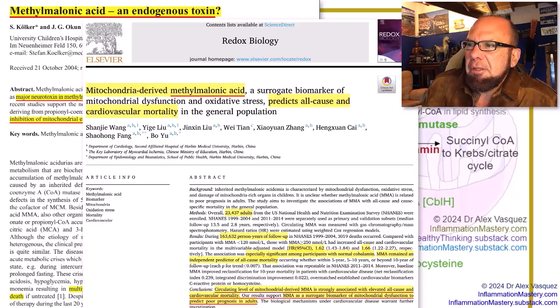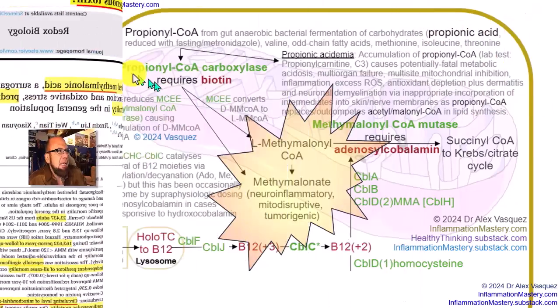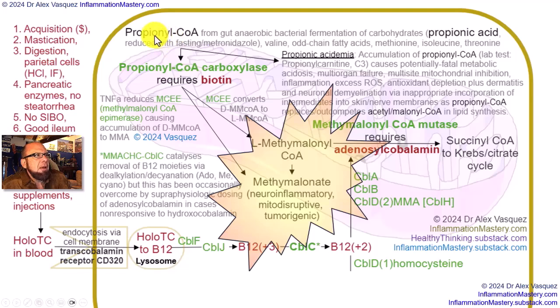The original source for L-methylmalonyl-CoA is propionyl-CoA, which comes from propionic acid. Propionic acid is produced from the gut anaerobic bacterial fermentation of carbohydrates. Also, certain amino acids, including valine, methionine, isoleucine, and threonine, and also odd-chain fatty acids. So those are the sources of propionic acid, which gets converted into propionyl-CoA. If we don't get rid of propionyl-CoA, that's called propionic acidemia, and that can be a life-threatening condition.